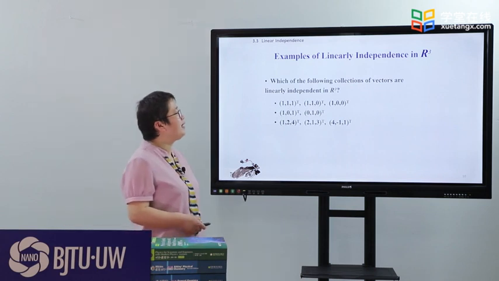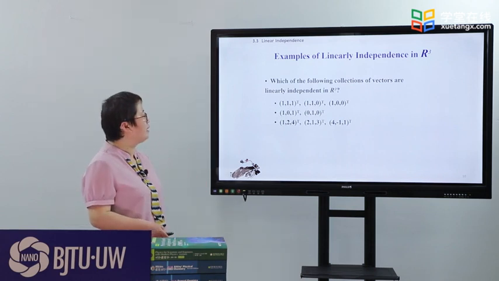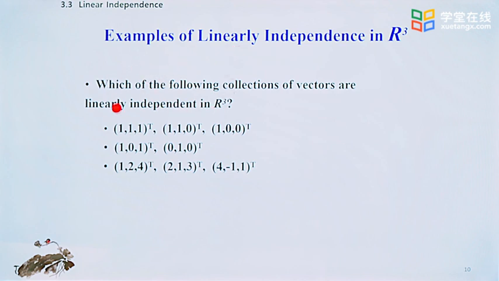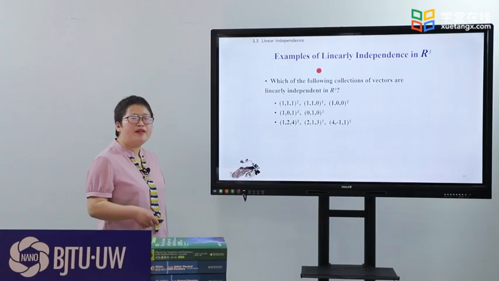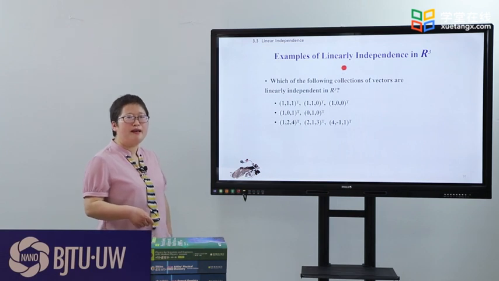Now, examples of linear independence in R3. The question asks you to find which of the following collections of vectors are linearly independent in R3. We have the vectors 1, 1, 1, 1, 1, 0, and 1, 0, 0. In order to show whether these vectors are linearly dependent or linearly independent, you just check the linear combination equals 0, and find whether there are non-trivial solutions or not. If there is a non-trivial solution, they are linearly dependent. Otherwise, they are linearly independent.